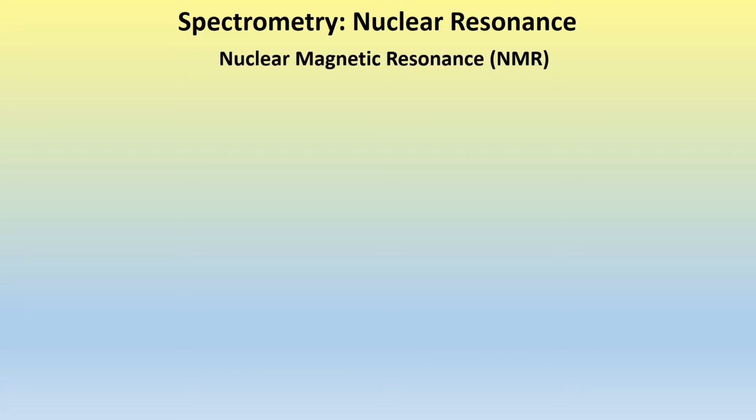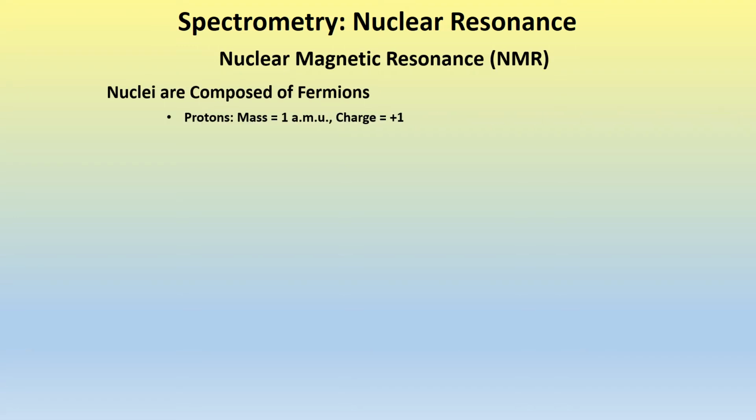Nuclei are composed of fermions. Protons have a mass of 1 atomic mass unit and a charge of +1, as you know. Neutrons have a mass of approximately 1 atomic mass unit and a charge of 0. Therefore, the nucleus has a total spin, which is called I.